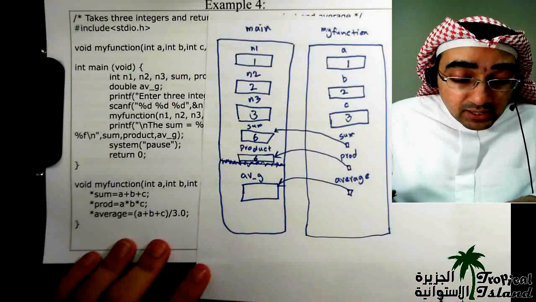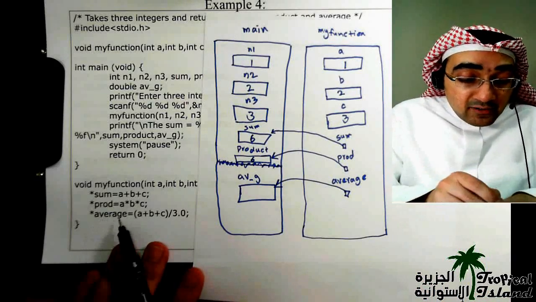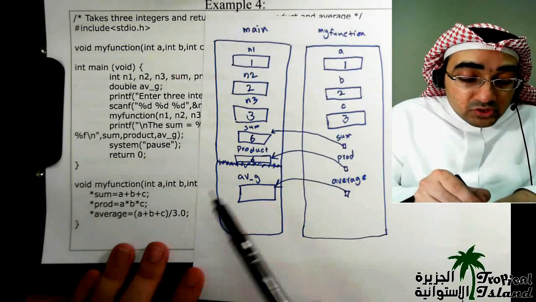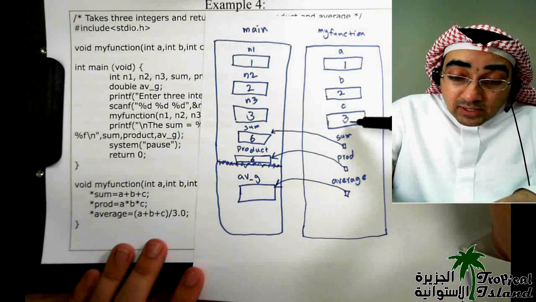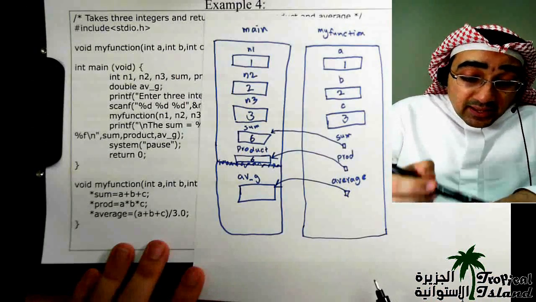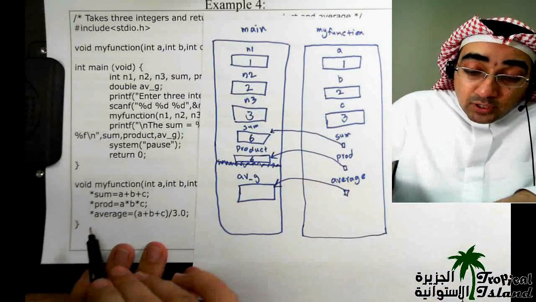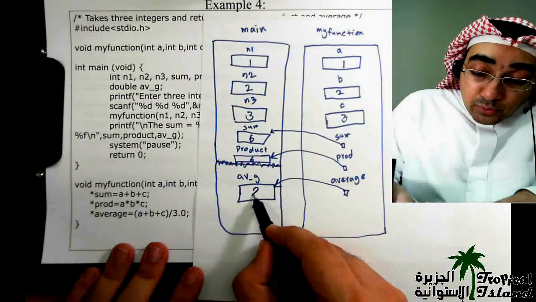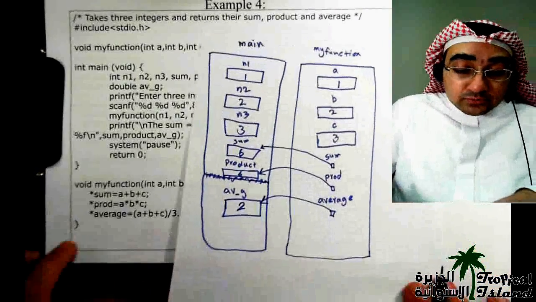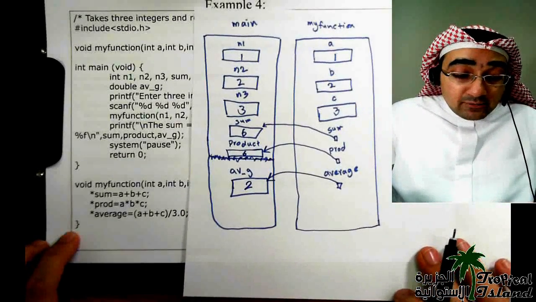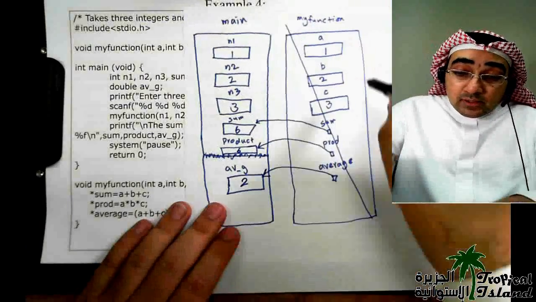Then I have to calculate the average. Okay, so the value that's pointed by the average is equal to a plus b plus c. So I have to add a plus b plus c, which is 6. I have to divide by 3. So if I divide 6 by 3, I get a 2. So this is going to come over here, and the value that's pointed by the average is going to take the value 2.